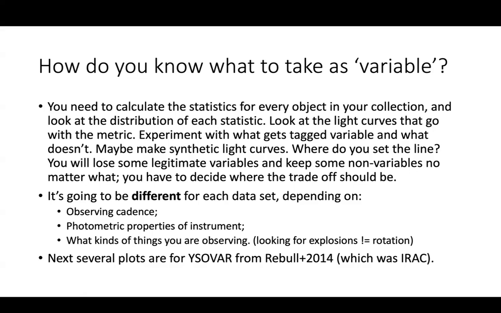It's going to be completely different for each data set you have, because it's going to depend on your observing cadence, the photometric properties of the instrument, whether or not you have more than one band, and what kinds of things you're observing. Like if you're looking for explosions, you're going to do different kinds of statistics than if you're looking for stellar rotation. And of course, if you're looking for planets, you're going to do something totally different. So you have to make these judgment calls depending on what kinds of data you have and what kind of science you're doing. So the next several plots are an example of what I'm doing for exactly that process for YSOVAR, which is a data set that I have, which was using Spitzer data in 2 IRAC channels.